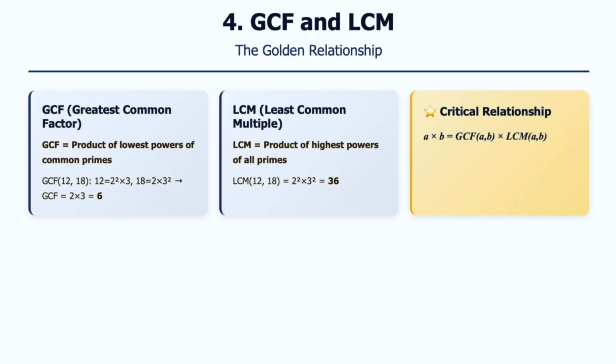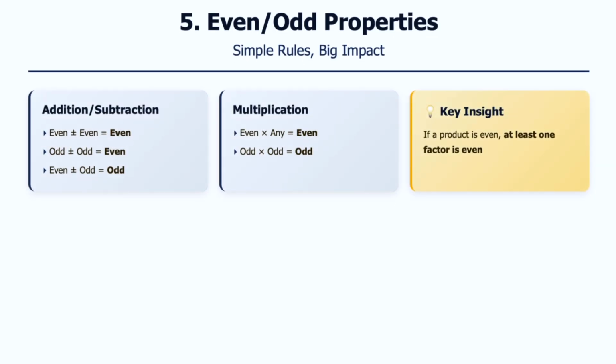GCF and LCM are inseparable twins. The GCF is the product of the lowest powers of common primes. For 12 and 18, 12 is 2 squared times 3, and 18 is 2 times 3 squared. Their GCF is 2 times 3, which equals 6. The LCM is the product of the highest powers of all primes. For the same numbers, LCM equals 2 squared times 3 squared, which is 36. Here's the golden relationship. A times B equals GCF times LCM. Memorize this.